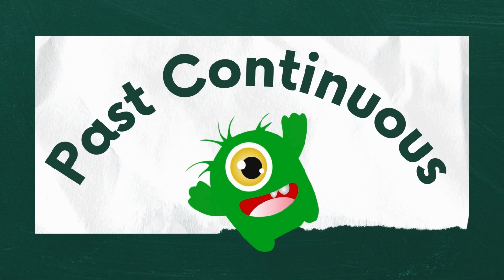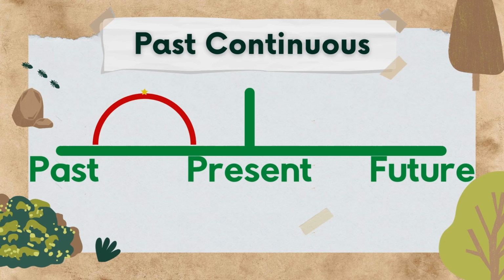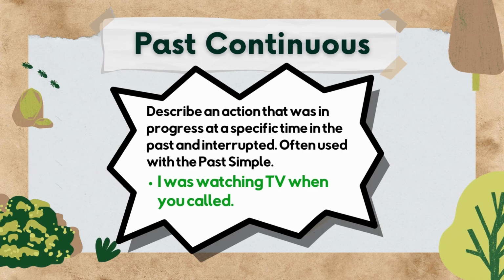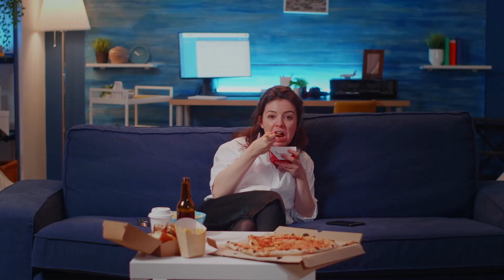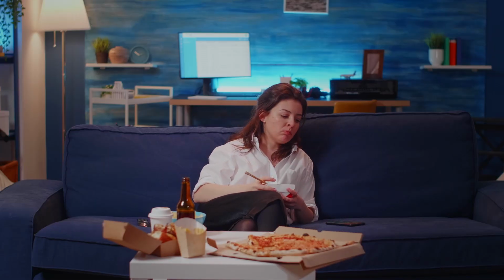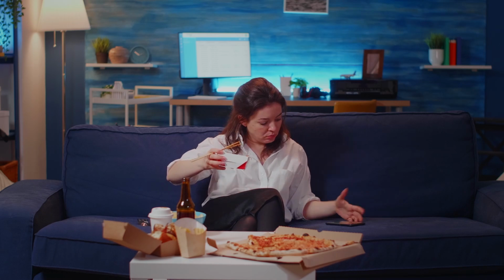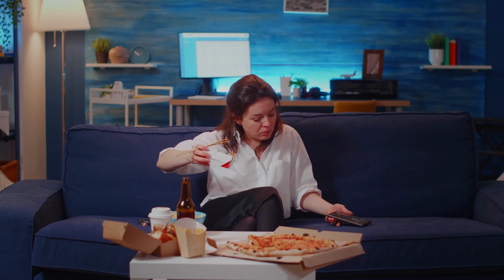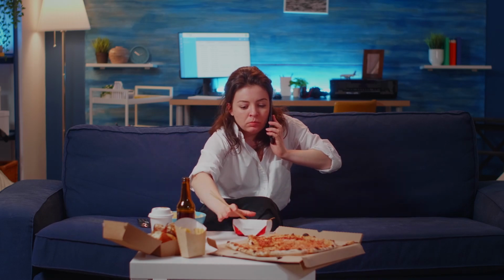The next tense we're going to look at is the past continuous tense. We use the past continuous tense to describe longer actions in the past, which began in the past and were still going on when another event occurred, or that longer action was interrupted. We often use the past continuous with the past simple, like, I was watching TV when you called.